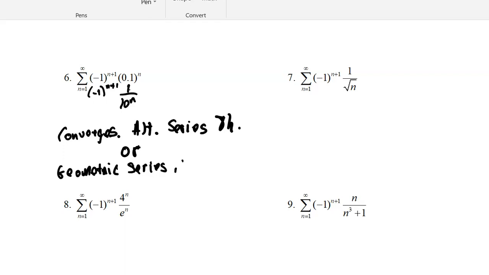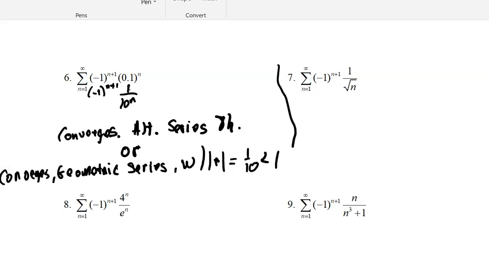So geometric series, I probably should have said it converges first. Squeeze that guy in there. Geometric series with an absolute value of r equal to 1/10, which is less than 1. Either one of those would be valid. Same with number 7. You have two options here now.